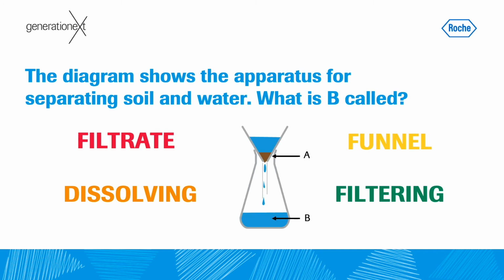The diagram shows soil being separated from water. Do you know what B is called? That's right, it's the filtrate. Whatever passes through the filter paper can be referred to as the filtrate.